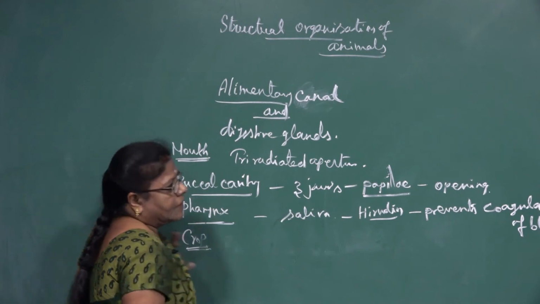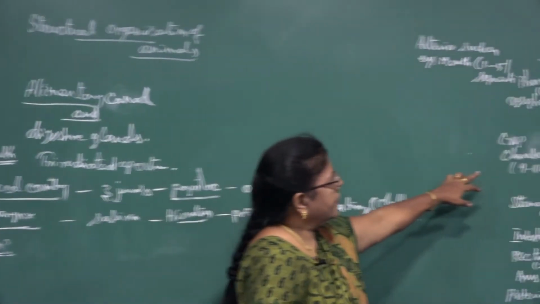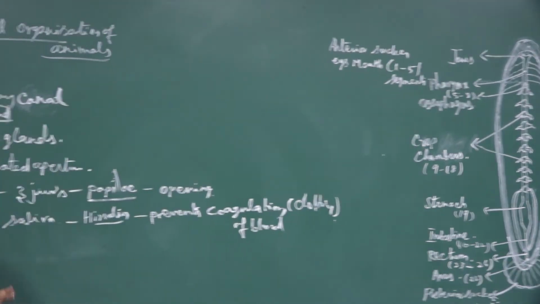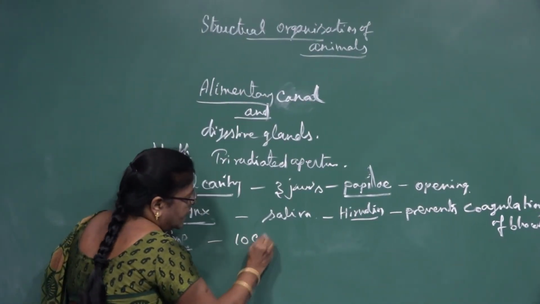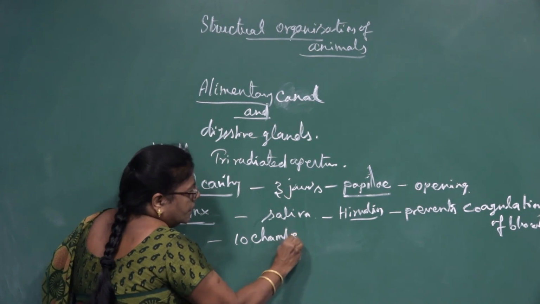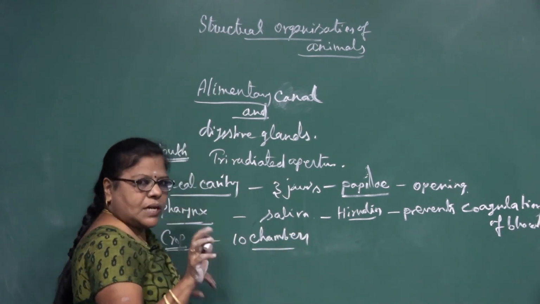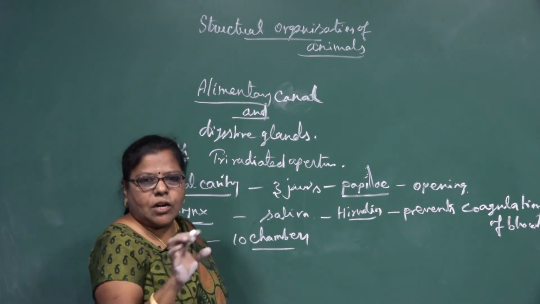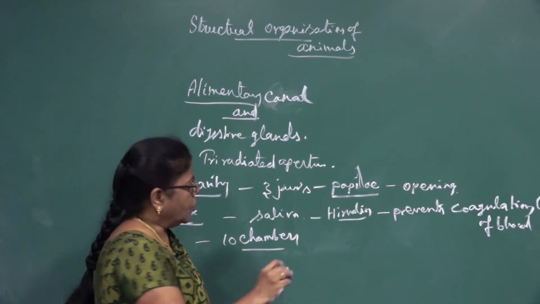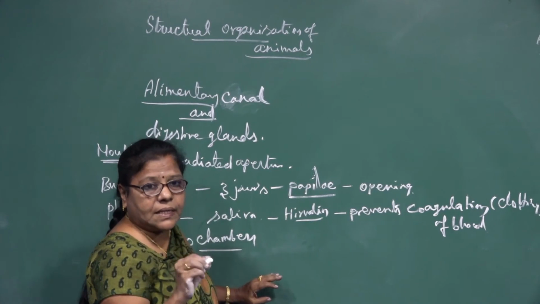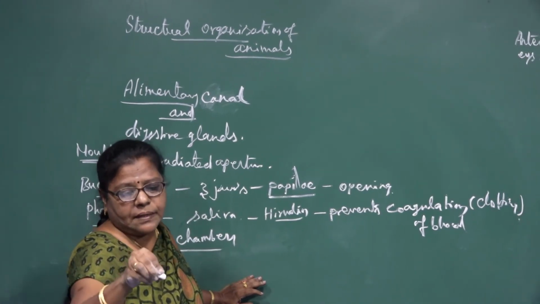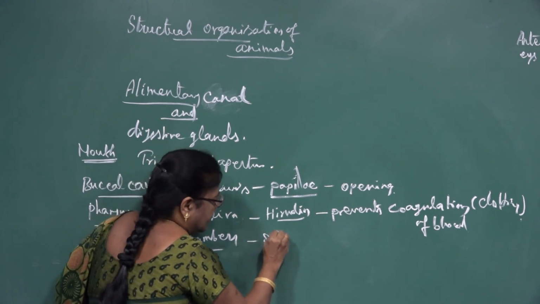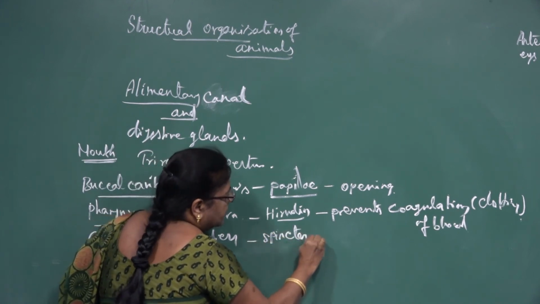Next, the crop. The crop is located in the 9 to 18 segments. The crop has 10 chambers. Each chamber is attached to the next by a circular aperture, which is surrounded by muscles. That muscle is called the sphincter muscle.